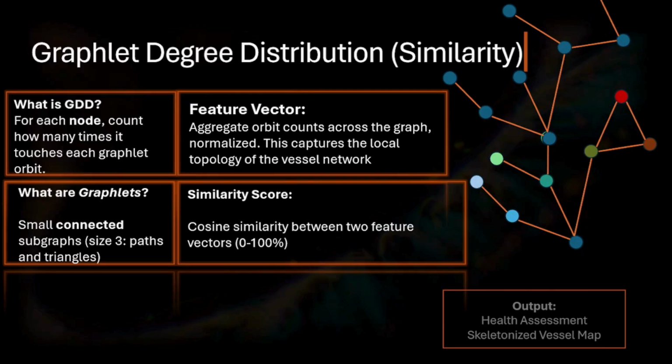It gives a score from 0 to 100. If it's a high score, then it means that the networks are very similar. A low score means something has changed.